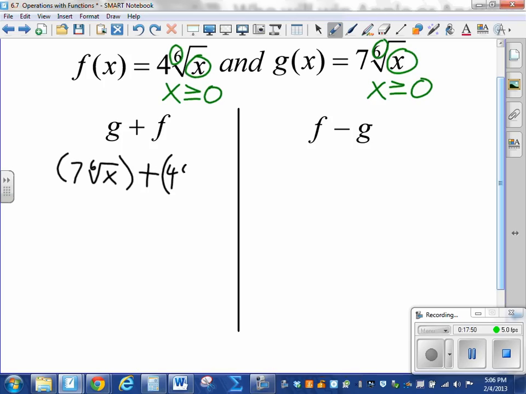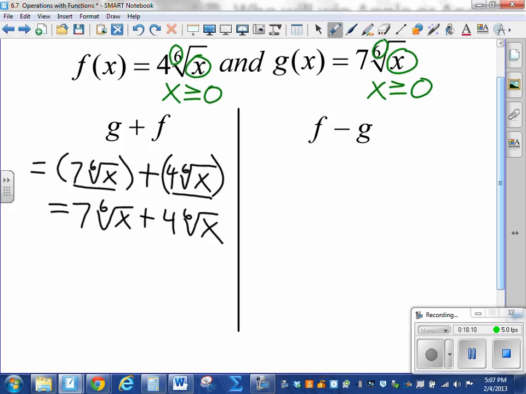6th root of x. So looking at these, we can't combine them until we get them out of parentheses, but these are only one term each. So you just take down the parentheses, basically. Plus 4 6th root of x.